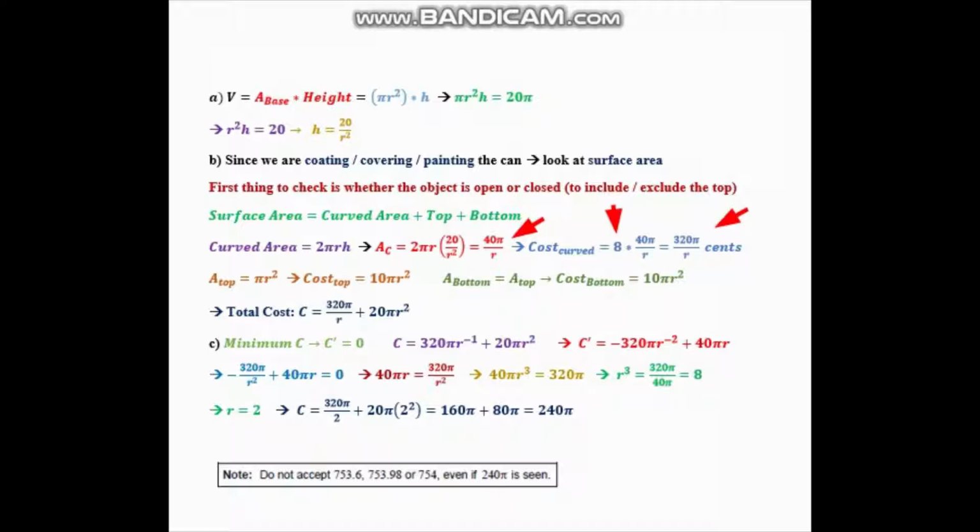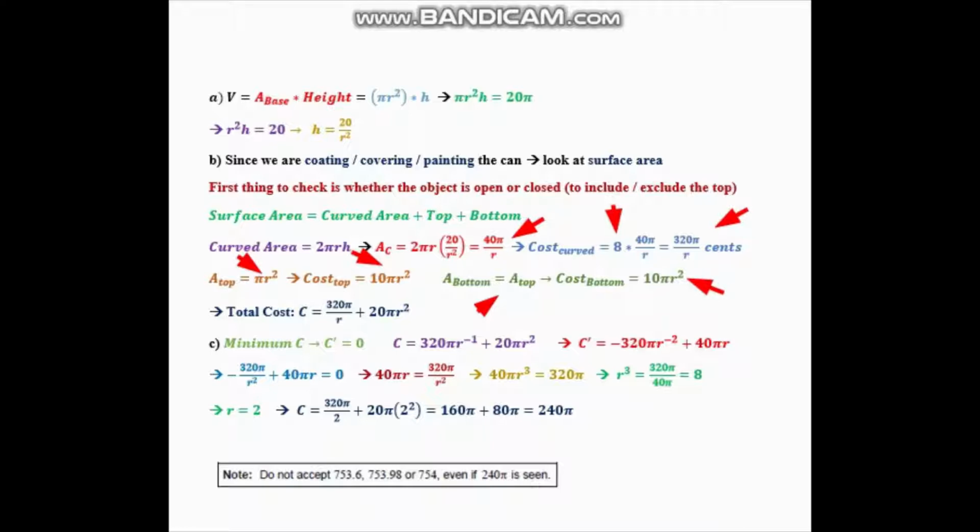Next, I want to get the cost of the top and the bottom. So the area of the top is pi r squared. Obviously, this is a circle. Hence, the cost is 10 pi r squared because we were given in the problem that the cost is 10 cents per centimeter squared. Similarly, the area of the bottom is the same as the area of the top. Hence, the cost will be the same. Also, 10 pi r squared.